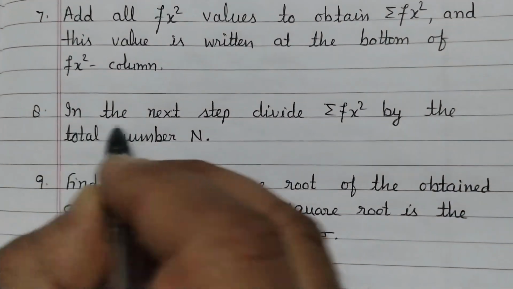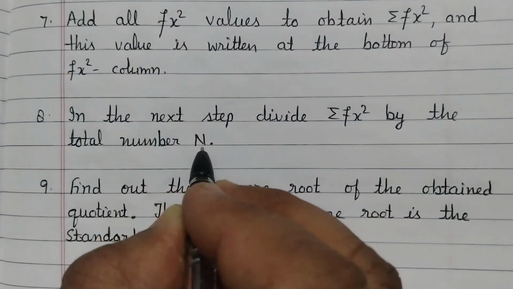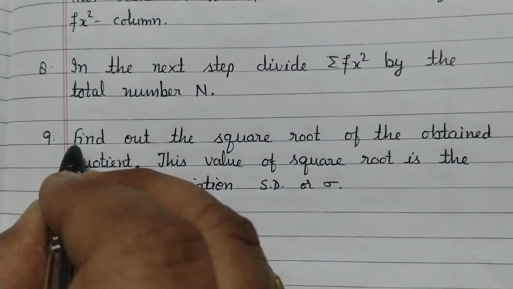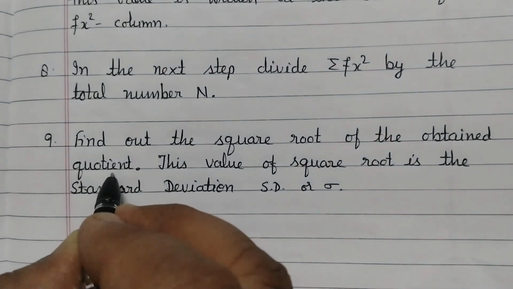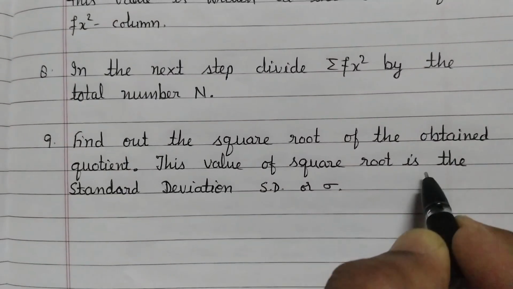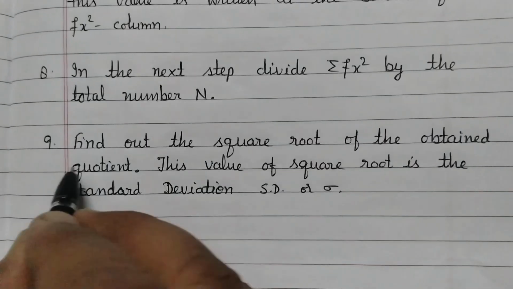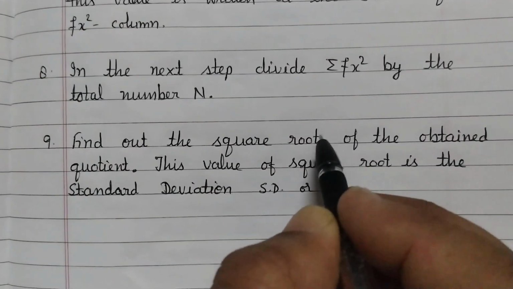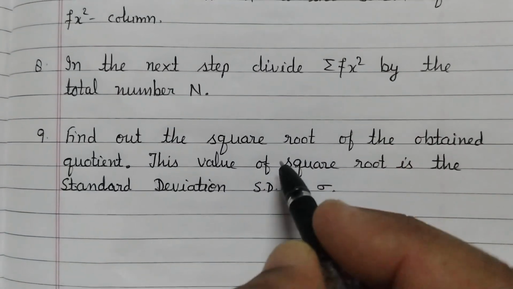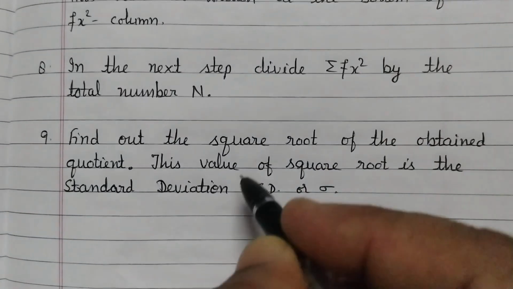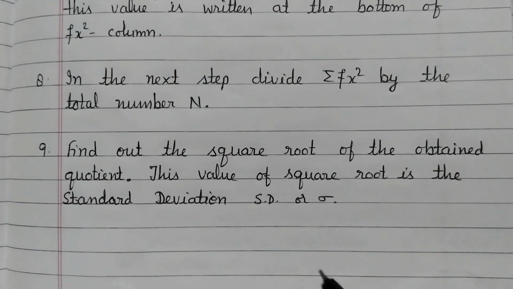Eighth step, divide summation fx square by the total number n. Next, ninth step, find out the square root of the obtained quotient, and this value of the square root is actually the standard deviation SD or sigma. So the value is substituted in the formula, that is under root summation fx square by n. Calculating this and finding the value of under root gives us the standard deviation sigma.